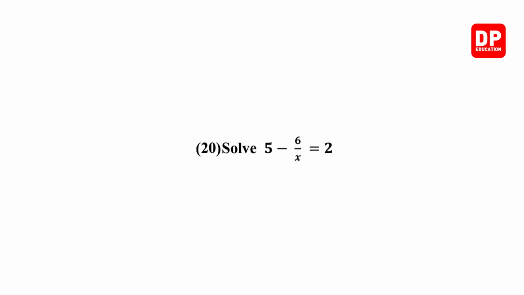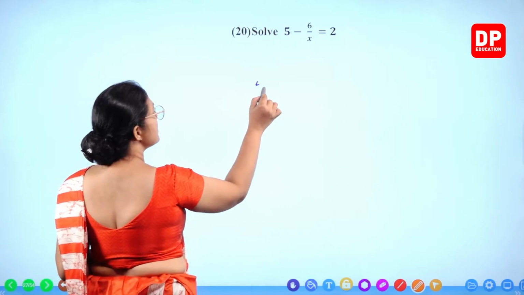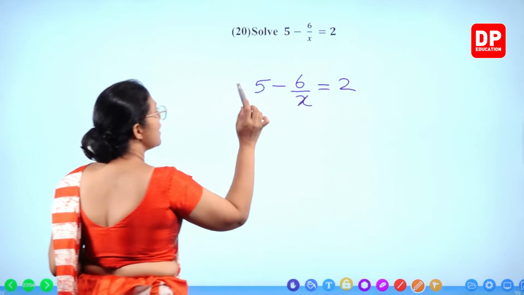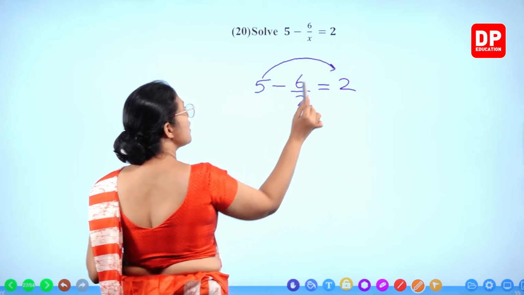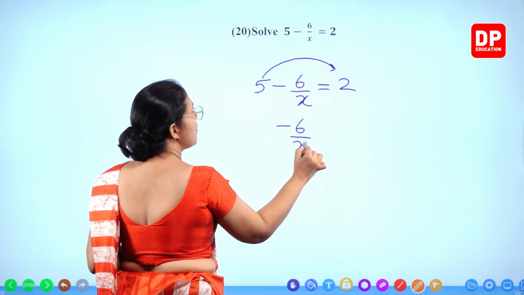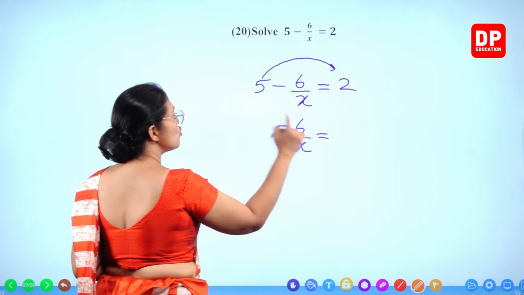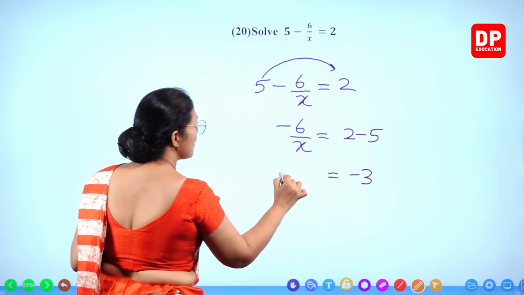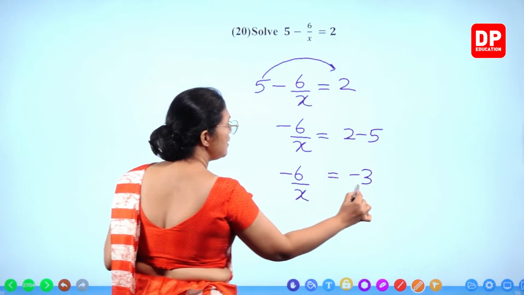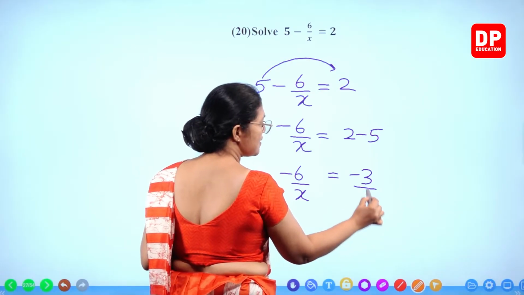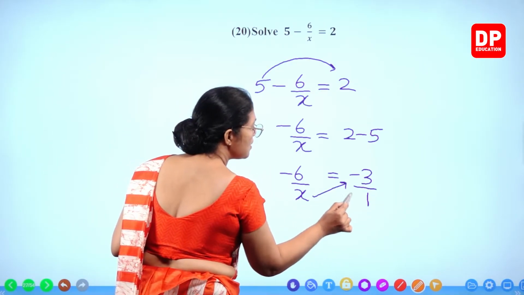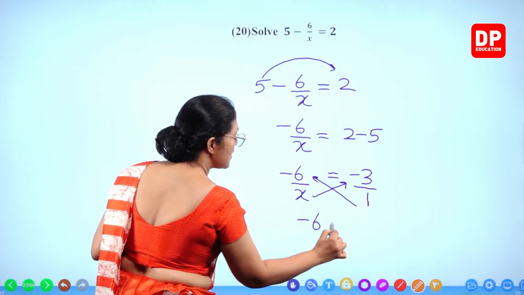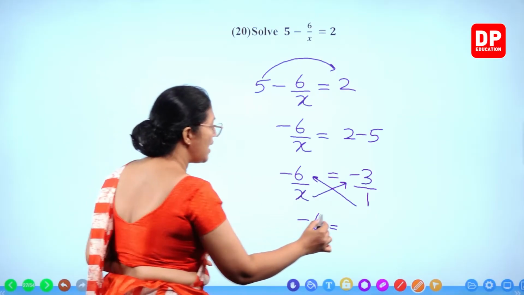Question number 20. Solve. So let's first take 5 to the other side. When you take 5 to the other side, what happens? 5 becomes negative 5. So 2 minus 5 becomes minus 3. Then what can you do? You can cross multiply. This is like 1. So cross multiply the 2 terms. So you get minus 6 times 1 is minus 6. x times minus 3 is minus 3x.